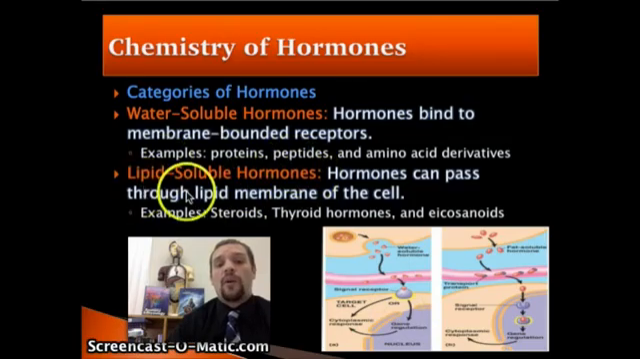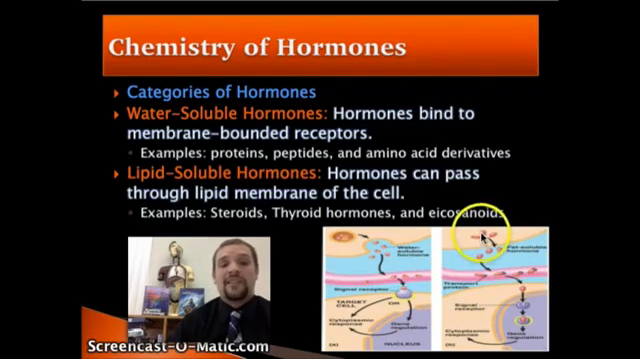Whereas lipid-soluble hormones can be passed through that lipid membrane. If we take a look at this illustration, we can see we're passing this lipid-soluble hormone to the bloodstream. It goes through circulation until it reaches its specific target tissue or cell, and then it can pass through the cell membrane and come in direct contact with our nucleus. Examples of this might include steroids, thyroid hormones, or eicosanoids.